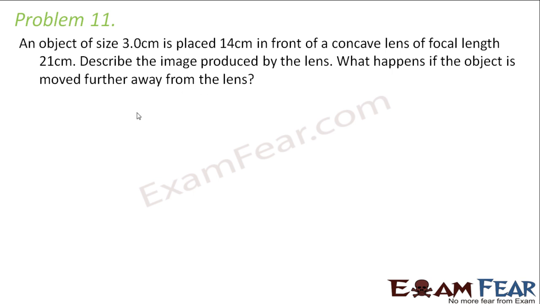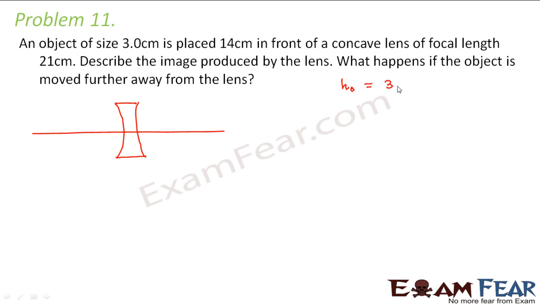So let us draw a concave lens which would look somewhat like this. We have an object whose size is given as 3 centimeters. So HO is 3 centimeters. It is placed 14 centimeters in front of a concave lens. That means the object distance is 14 centimeters. Since the object lies somewhere here, this U is negative. Focal length of the concave lens is 21 centimeters. For a concave lens, the focal length is also negative. Right? So we have to describe the image produced by the lens.